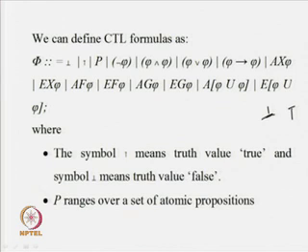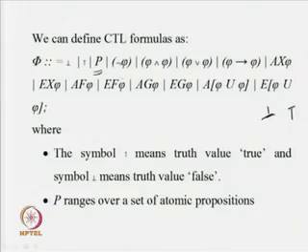Then next we have P, and all P will be treated as CTL formulas. What is P? P are the propositions that we are going to use in our system. So we have some propositions, and those propositions can take truth values, either true or false. All these propositions will be treated as CTL formulas.